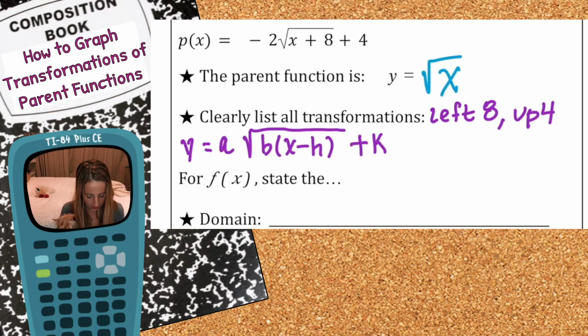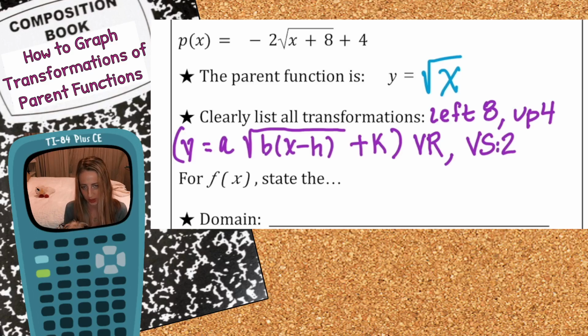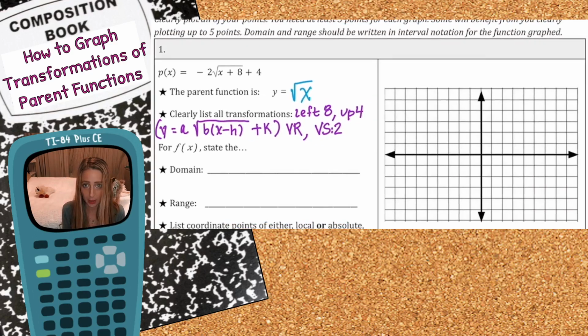So the negative, that's just going to go on the side, okay? The negative is a VR, which is going to be vertical reflection. And then the 2 is greater than 1, so it's a vertical stretch by a factor of 2. If it was inside horizontal, which we don't see very often, you use the reciprocal of b, okay? So now let's get this graphed, okay?